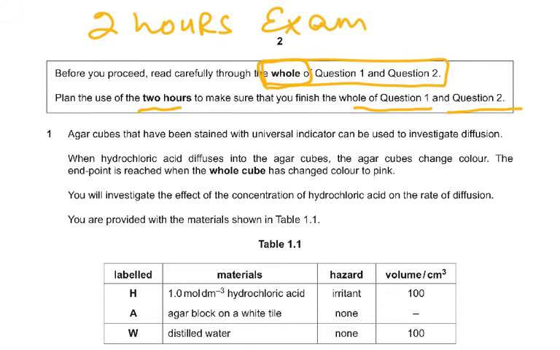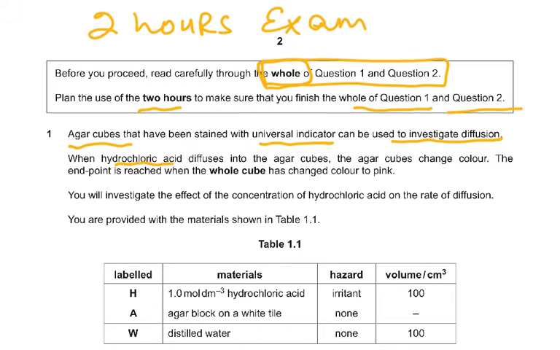Agar is a gel, and you actually get agar powder and we put it in water and it sets. It forms these cubes, like the jelly you make at home. So agar cubes that have been stained with universal indicator can be used to investigate diffusion. Understand that we are investigating the process of diffusion, which is part of Chapter 4, the cell membrane.